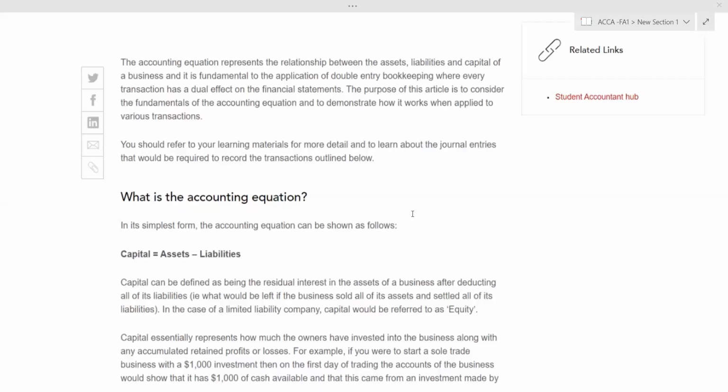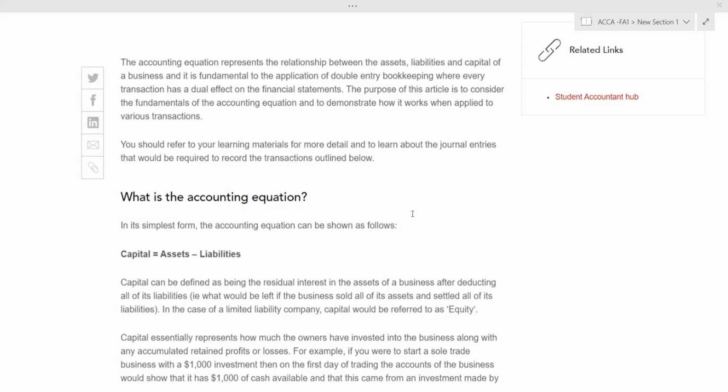Hello guys. Today we are going to discuss a very important concept in the financial reporting in the FA1, which is the accounting equation. The accounting equation is fundamental to the application of double entry bookkeeping, where every transaction has dual effects on the financial statements.